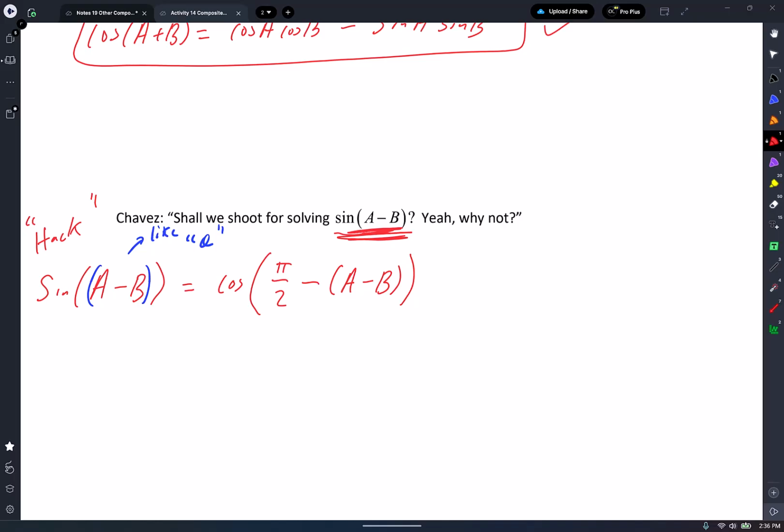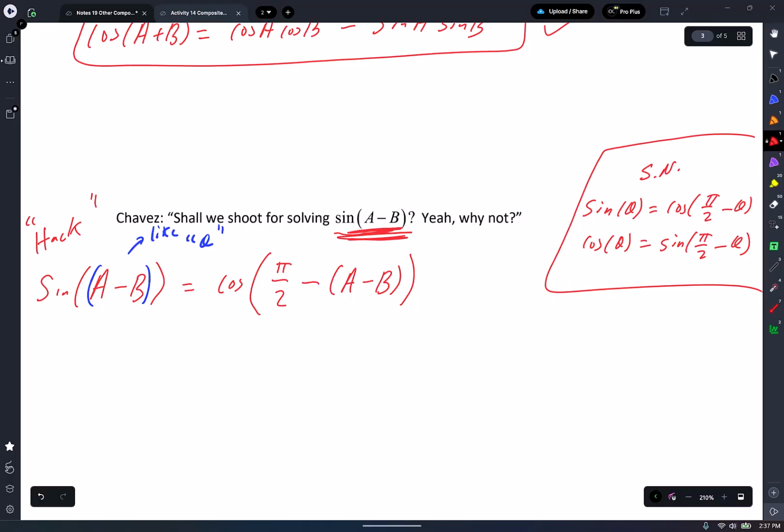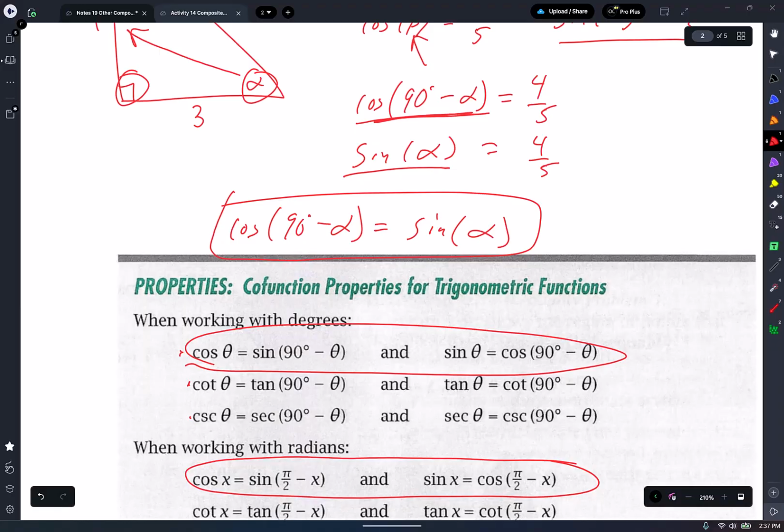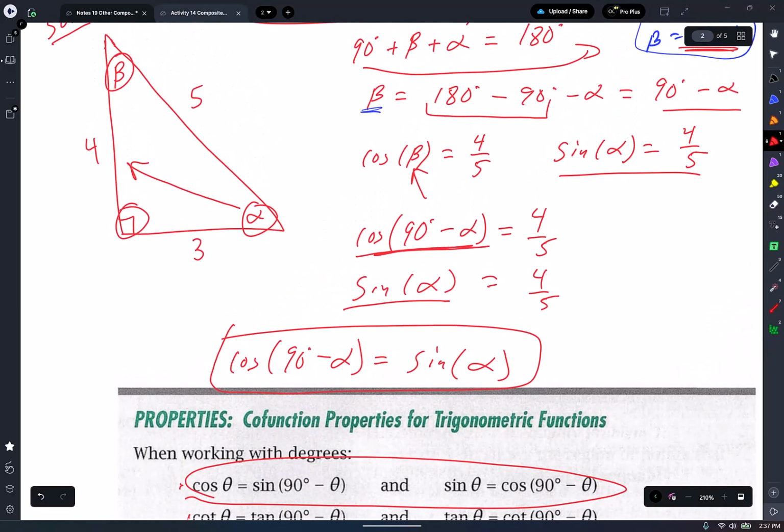I have no idea what you just did. Make a side note. All I did was this. I'll put both of the formulas in here. Sine theta equals cosine of pi over 2 minus theta, or cosine theta equals sine of pi over 2 minus theta. They both mean the same thing, guys. Remember what we just talked about? The phase shift. We just did this a little while ago. You can replace a 90 with pi over 2.